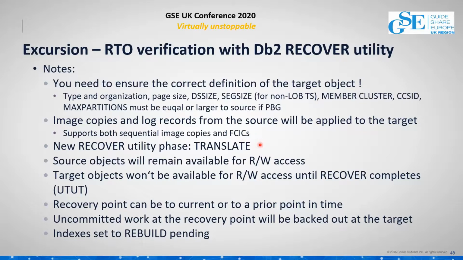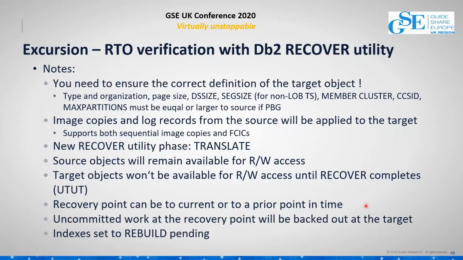When you do a display utility, you may observe a new phase that's called translate, where it will translate DBID, OBID, and PSID. May take a couple seconds, depending on the indexes on the catalog. The good thing is all the source objects will remain available for your applications. There is no impact whatsoever on the source objects. The target object, as you would have expected, won't be available for read-write access until the recover utility completes. So it will be in UT status when you do a display database use.